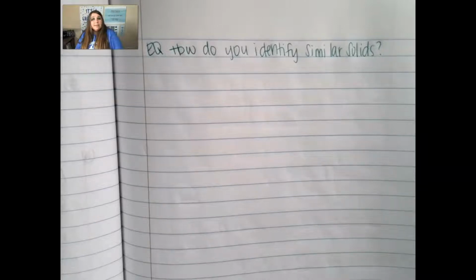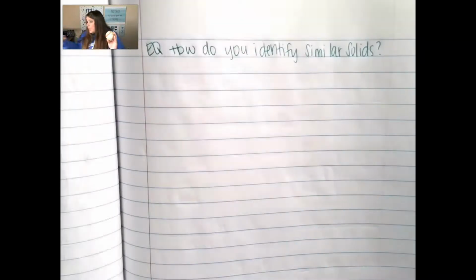Everyone. Today we will be looking at how do you identify similar solids. In previous lessons we've learned that solids are just three-dimensional figures that have a volume. They're solid. So for example, our sphere, right? This is a three-dimensional solid. And we have a cylinder, three-dimensional, right? We're going to be looking to see, are these two things similar? Well, right away you can tell that they're not because one is a sphere and one is a cylinder.